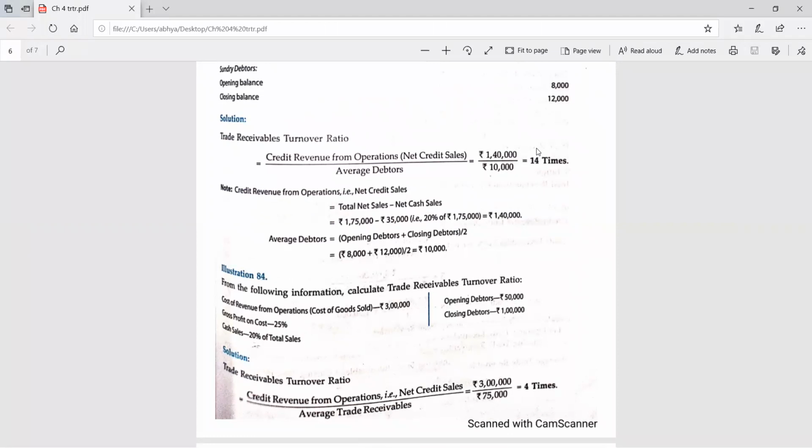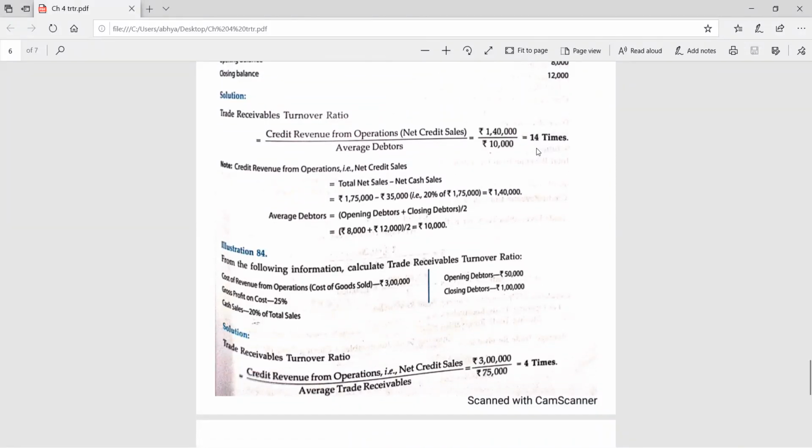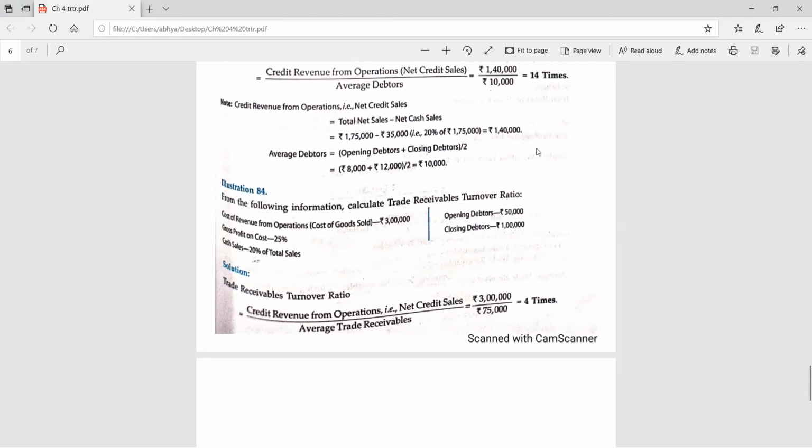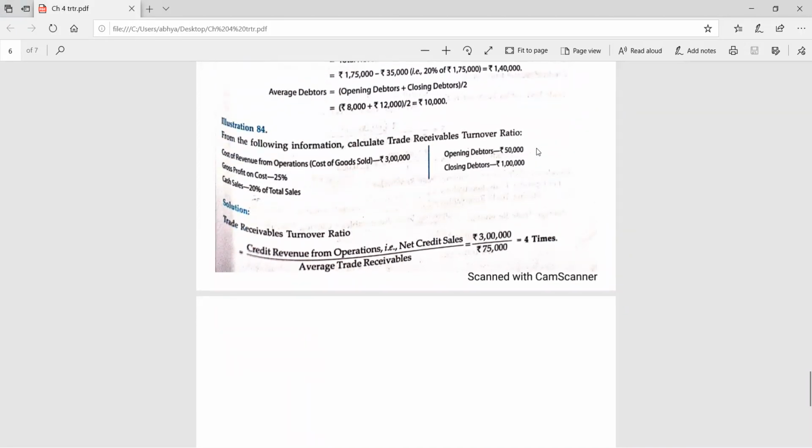Now we need only credit sales. So the formula for credit sales is total sales minus cash sales. Total sales were 3,75,000 minus cash sales, which is 75,000. So the total is 3 lakh. Now put the values in the formula. 3 lakh upon 75,000, which is equal to 4 times.